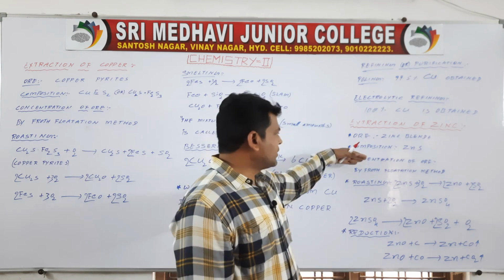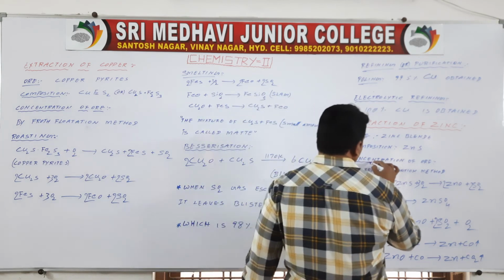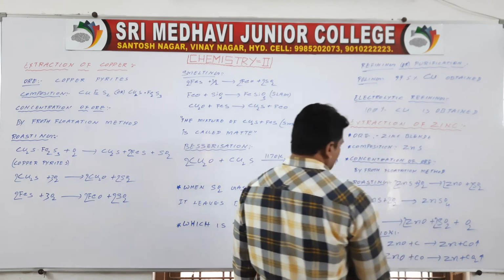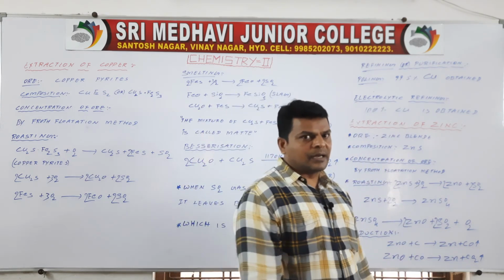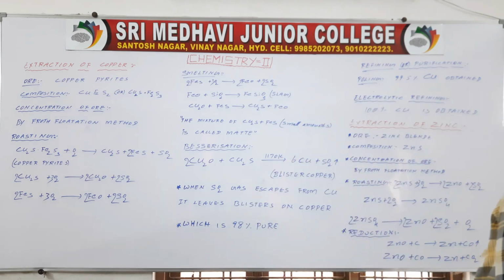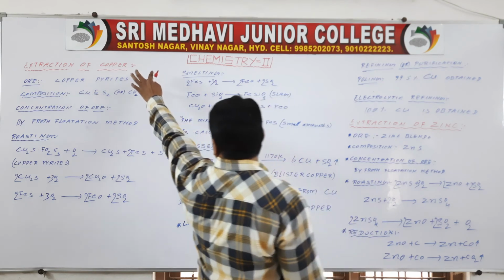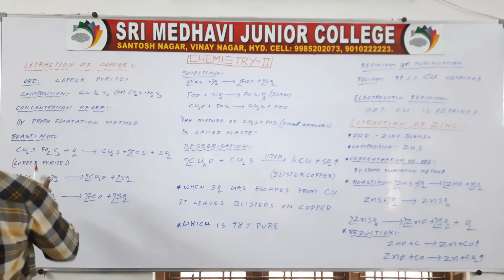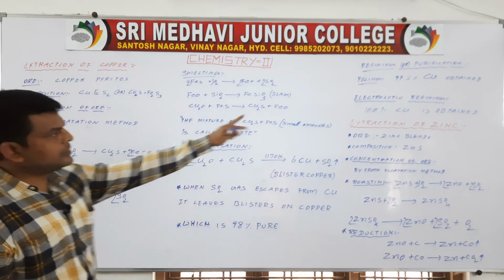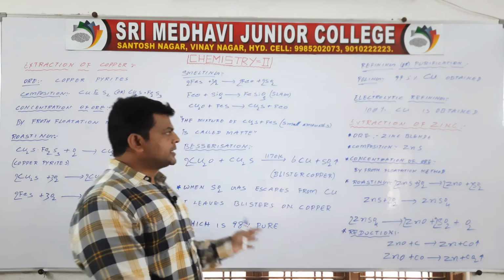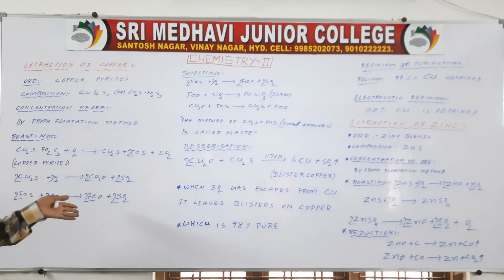First froth flotation, that is nothing but concentration of the ore, next roasting, next reduction, and then purification, refining, can be done. It is nothing but purification of zinc. Then it is extraction of copper. So it is extraction of copper, it is extraction of zinc. So this is briefly today's topic.